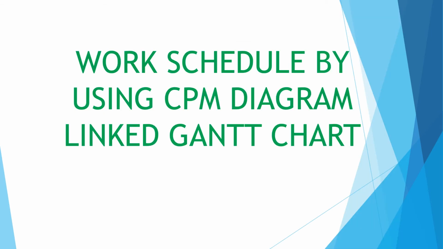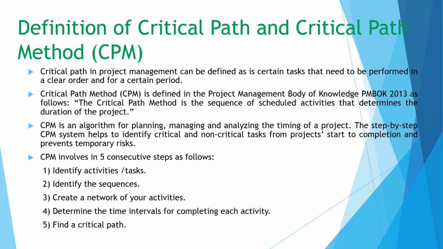And we look at the work schedule using the CPM diagram and Gantt chart. First, we look at the critical path and the critical path method, CPM. Critical path in project management can be defined as distinct tasks that need to be performed in a clear order and for a certain period. Critical path, or CPM, is defined in the Project Management Body of Knowledge, usually called the PMBOK Guide 2013, as follows. The critical path method is a sequence of schedule activities that determines the duration of the project.